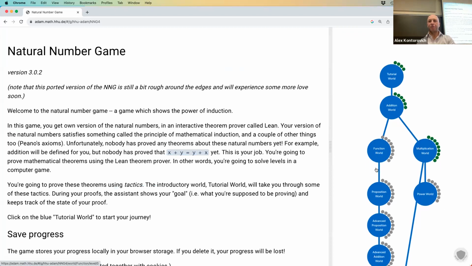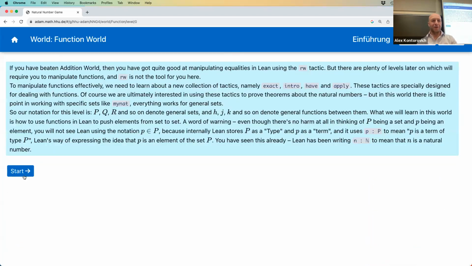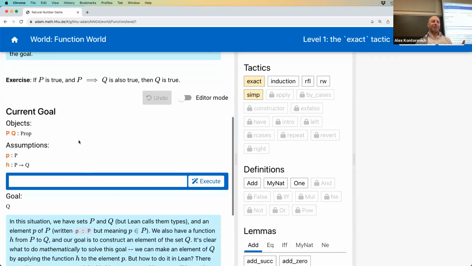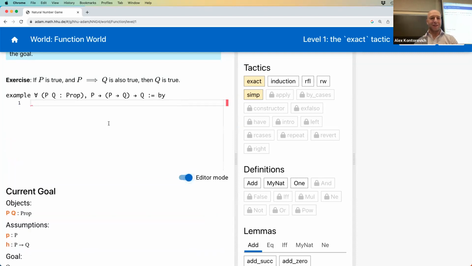Should we do a little function world? Okay, let's do a little function world. So function world, this is really, really useful. It looks like it's just stupid logic, but actually it's very, very useful, as you'll see. So our goal is Q. We have P and P implies Q. So if I feed h, let's see, can I show it like this? Oh, it destroyed it.